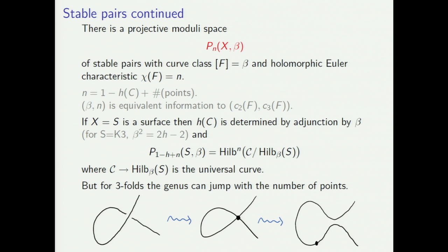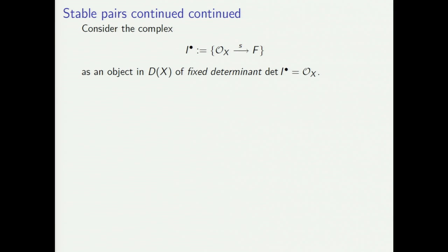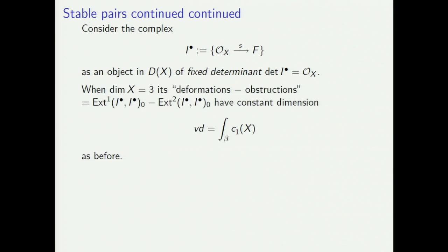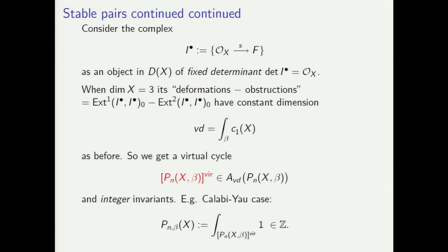Okay, but it's not so important. You should just think of it as some kind of theory which, instead of using maps or parametrized curves, uses subschemes and unparametrized curves. And it has some deformation theory. That's not so important. And in 3 dimensions, this works; it doesn't work in other dimensions. In 3 dimensions, the deformations minus obstructions, again, have a constant virtual dimension, the same one as before, because we're in 3 dimensions. And so we get a virtual cycle.